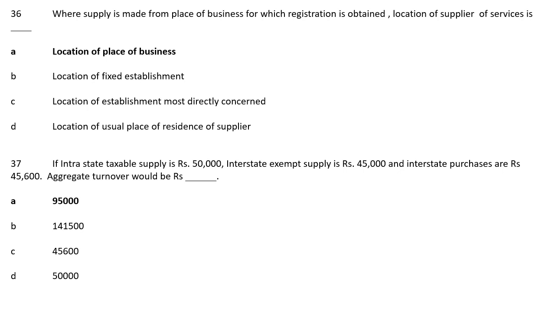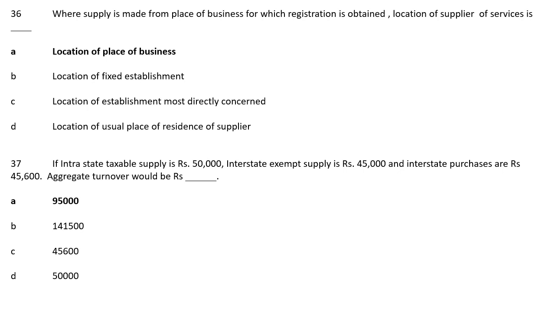Intrastate taxable supply is rupees 50,000, interstate exempted supply is rupees 45,000 and interstate purchase is rupees 45,600. Aggregate turnover would be rupees dash. Option A 95,000, option B 1,41,500, option C 45,600, option D 50,000. The correct answer is option A, 95,000.